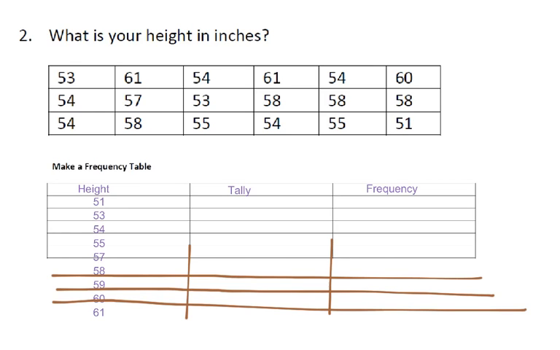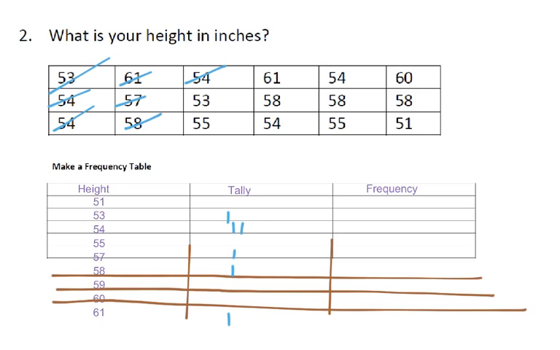So I did skip some numbers because of space that I knew were not in the data. Now I can go through and just set up my frequency table. I'm going to start with my tallies. 1 for 53. 2 for 54. 1 for 61. 1 for 57. And 58.